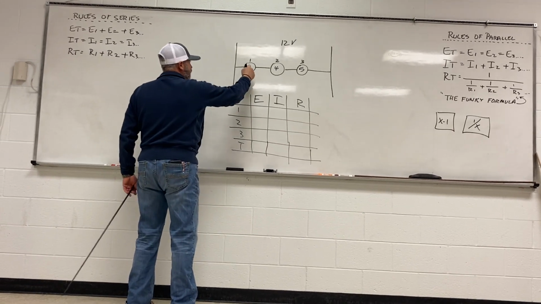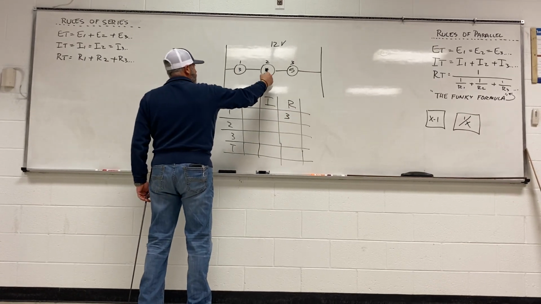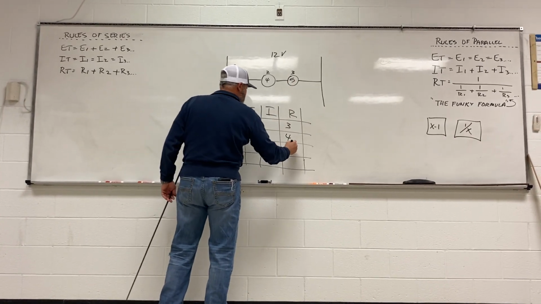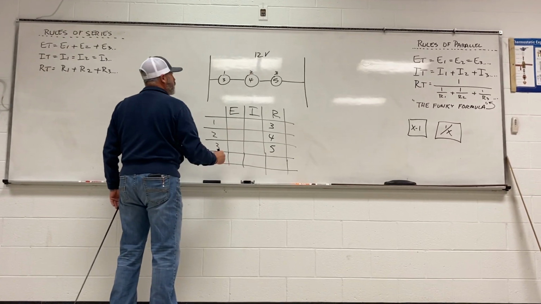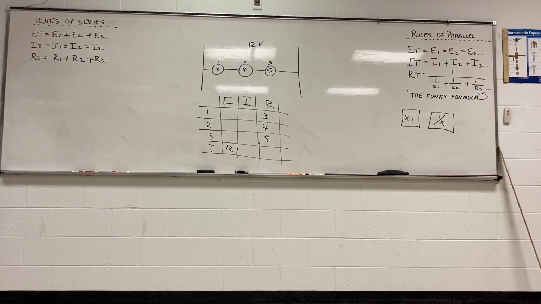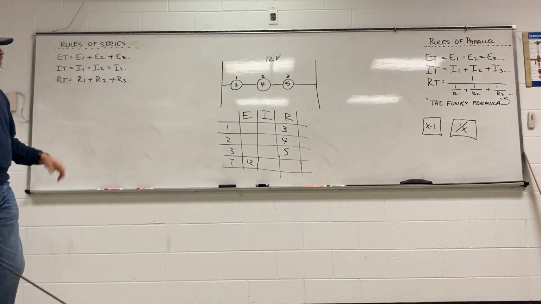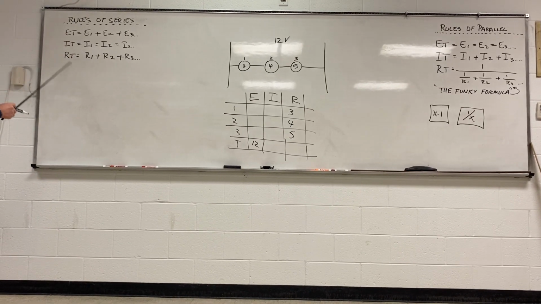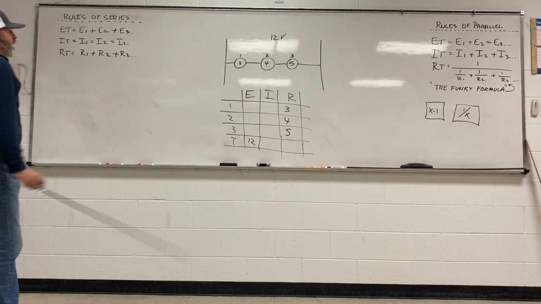So we know that load number 1 has a resistance of 3. We know that load number 2 has a resistance of 4, and load number 3 has a resistance of 5. And we know that we have a total voltage of 12. Okay? Now, is there anything on step number 4, is there anything that we can do instantly by looking at our rules of a series circuit, because we do have a series circuit? Is there anything that we can do right off the bat?